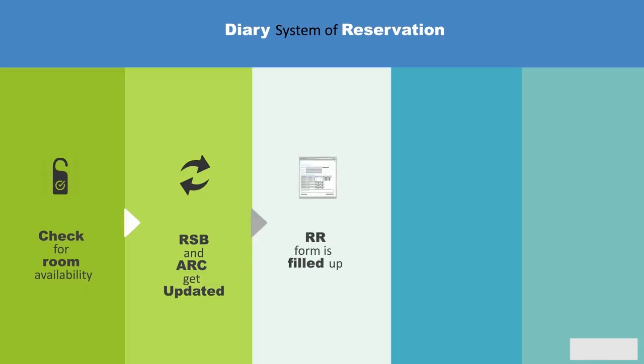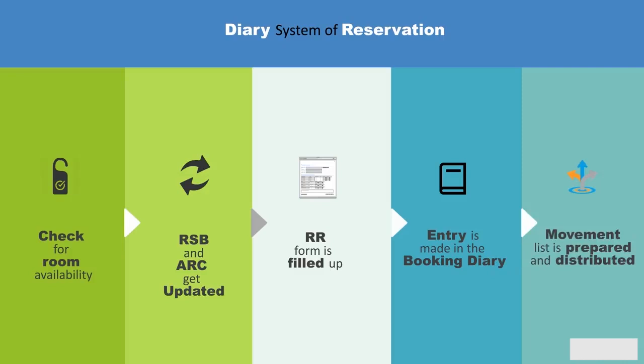The room reservation form is then filled up with the relevant information. An entry is made in the booking diary as per the arrival date of the guest. The movement list is prepared thereafter for the following day and is distributed to housekeeping, front desk, general manager, room service and food and beverage manager.